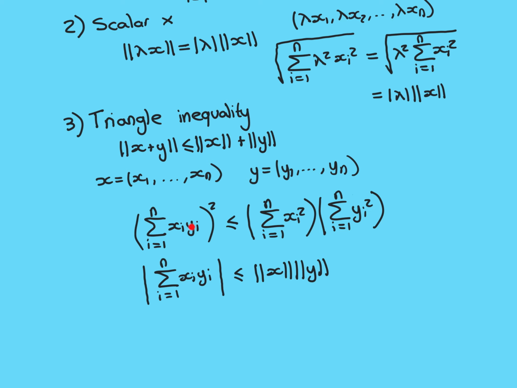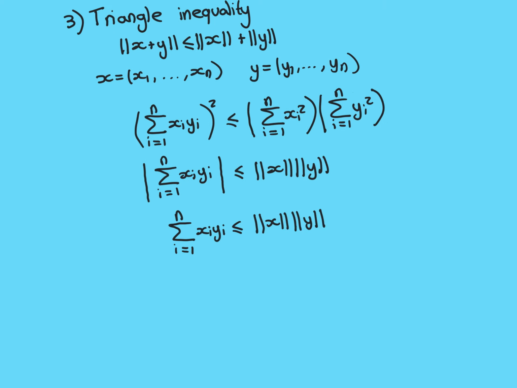So let's take the square root of both sides and we still have the same inequality. When you take the square root of this, you don't get back the sum from i equals 1 to n of xi yi. You get the absolute value of that, because this thing could have been negative, then when you square it, it will become positive, and when you take the square root, you'll get the positive version of this. So you get the absolute value of the sum from i equals 1 to n of xi yi is less than or equal to the square root of this side, which is the square root of this times the square root of this, the norm of the x vector times the norm of the y vector.